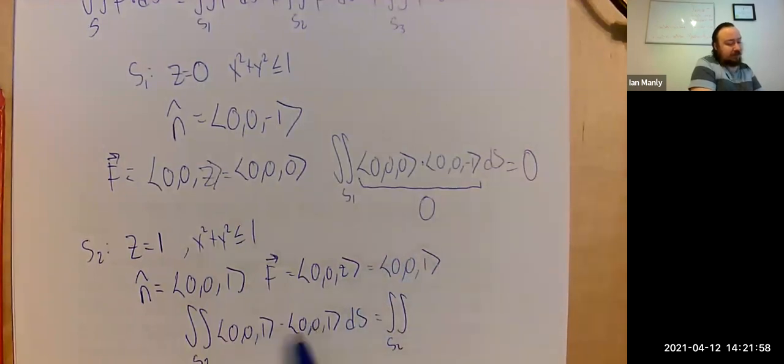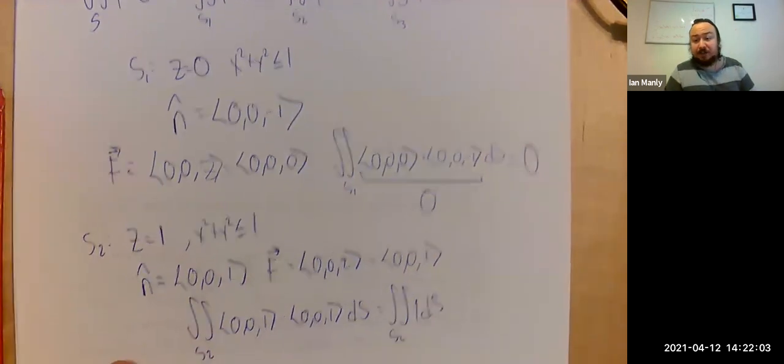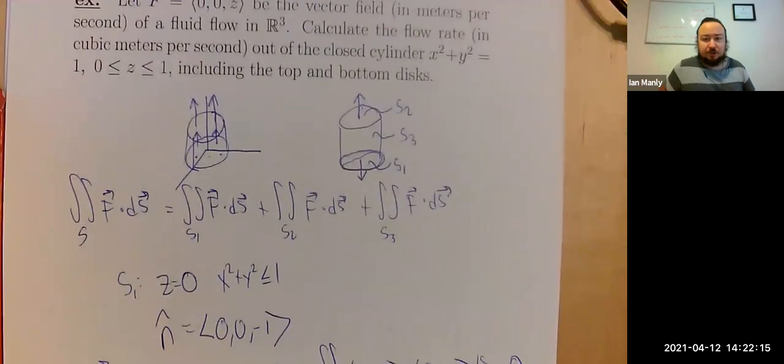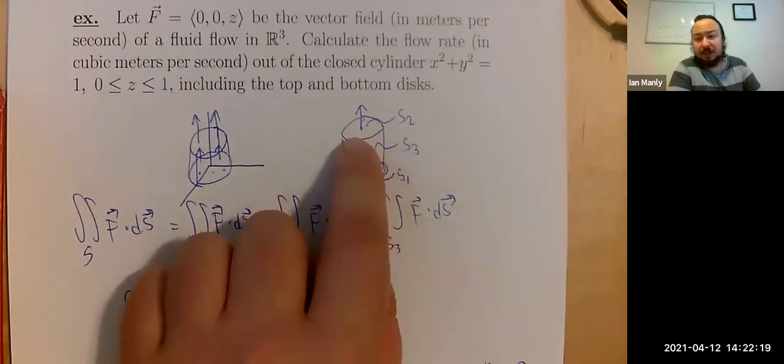So 0 times 0, 0 times 0, 1 times 1. So we're just doing the integral of 1 dS right here. That's all we need to do for this. Now remember, the integral of 1 dS has special meaning, right? The integral of 1 is just the surface area of S2. So it's just how much area S2 has.